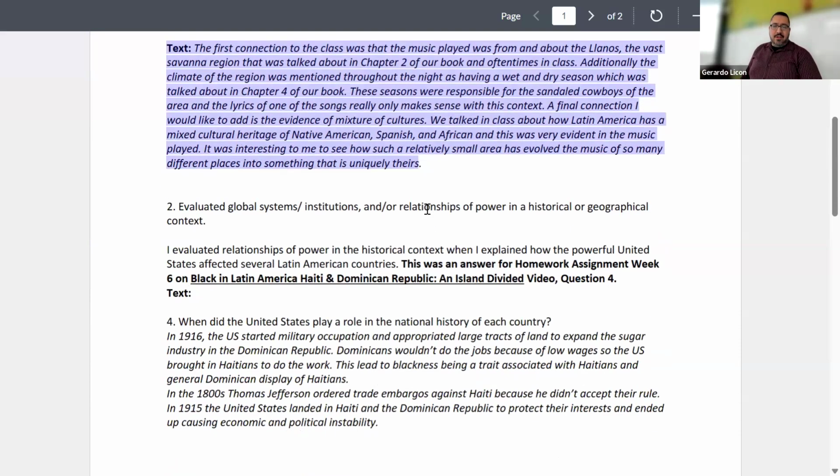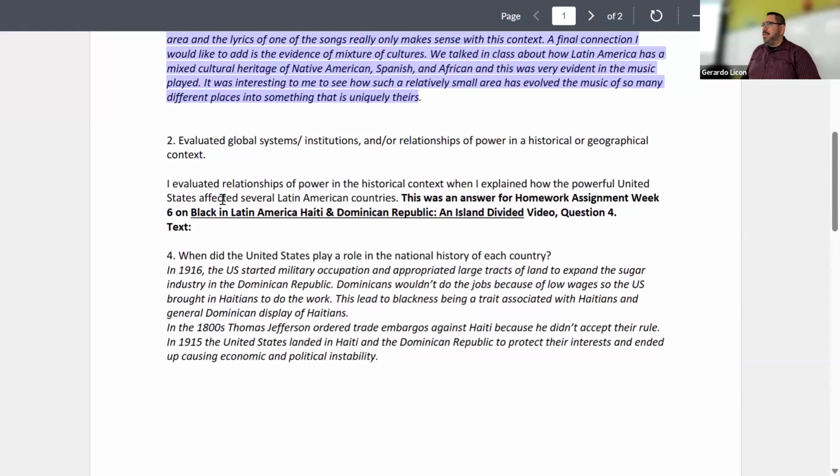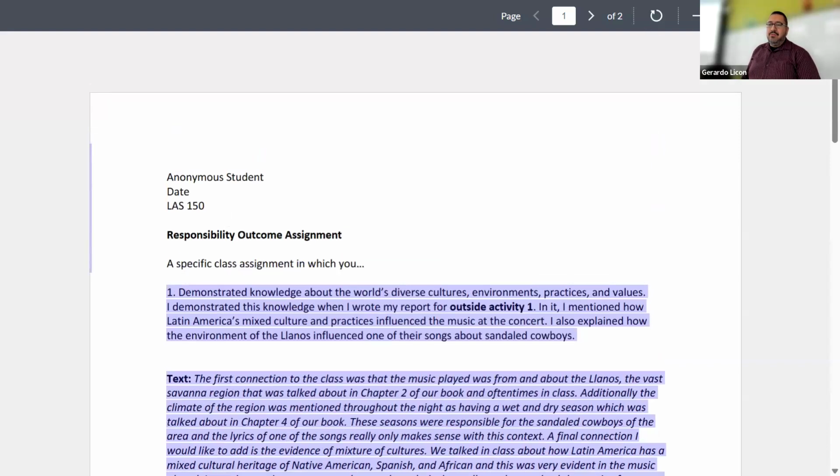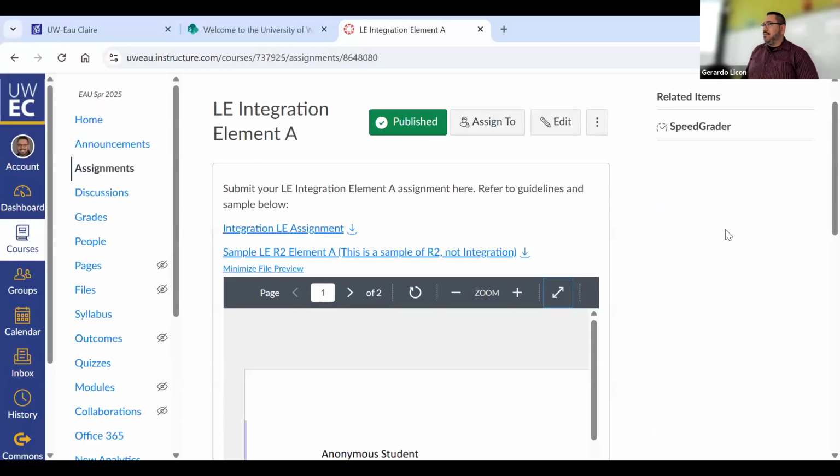Now, a lot of students, while they're at it, take care of element B and C. You don't have to. You can take it one step at a time. Don't let it overwhelm you. Again, once you figure it out, you figure out that there's actually very little to do and it's not very difficult. Any questions regarding the integration assignment?